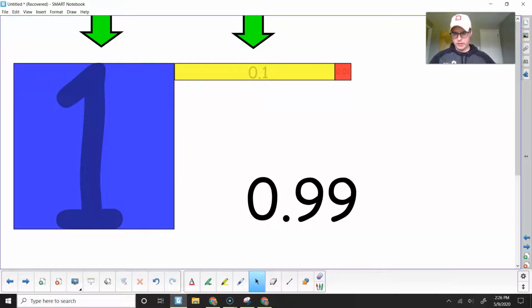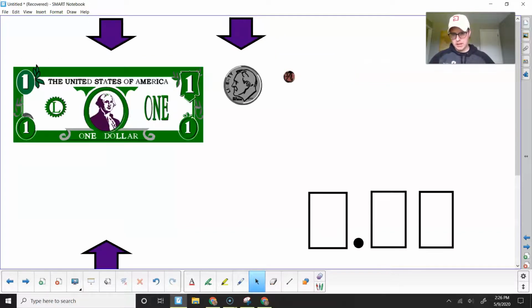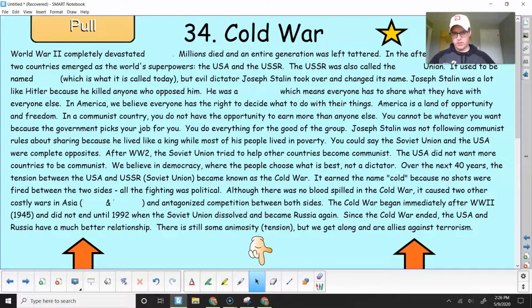All right, so you see a lot of decimals when you're dealing with money, but we don't have enough time for that. We're going to skip that. And we are going to move on to some US history.